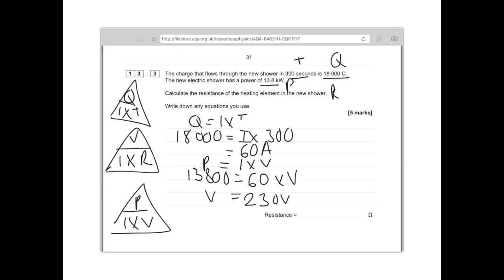And now we're ready to work out resistance. So resistance is V over I. We've just worked out V, which is 230. Divide it by 60, because that's the amps, which gives us a resistance value of 3.83. Done.